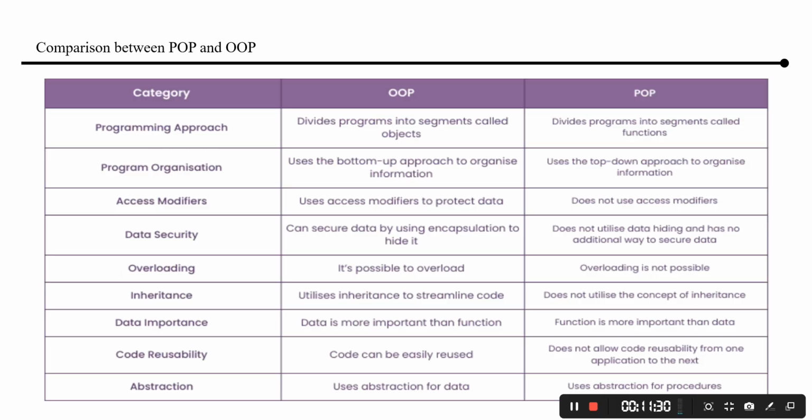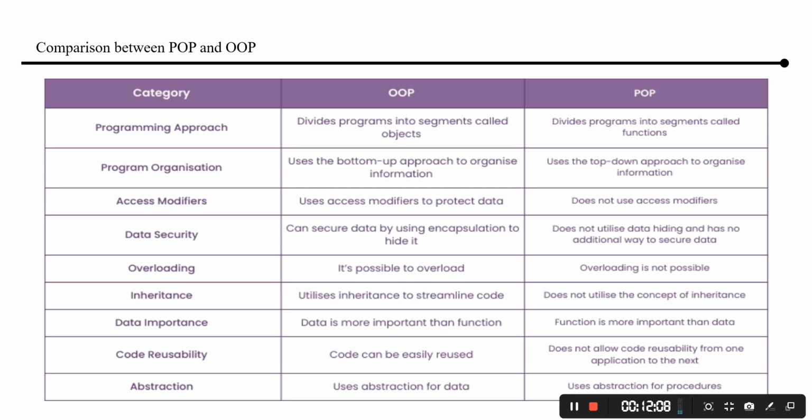So you can see the program approach followed by object-oriented programming is it divides the programs into segments which are also called as objects. Coming to the procedure-oriented programming, it divides the programs into segments which are called as functions. Program organization, it follows the bottom-up approach, and coming to the procedure-oriented programming, it follows top-down approach. Access modifiers, and of course, object-oriented programming uses access modifiers in order to protect the data, in order to secure the data. Procedure-oriented programming does not use any access modifiers.